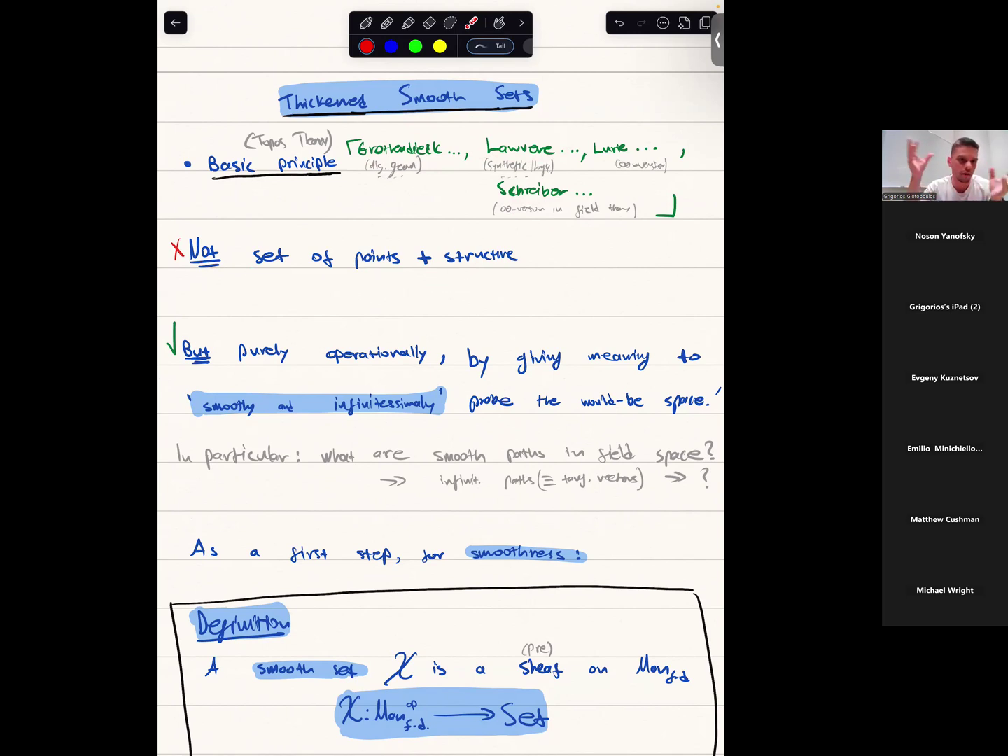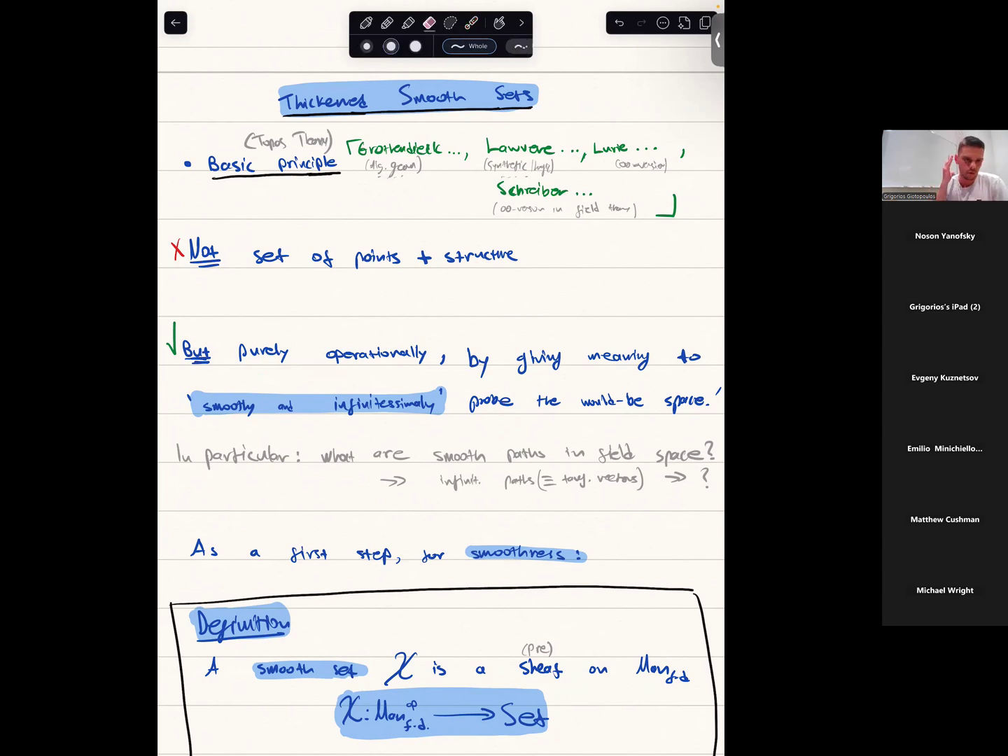a topological space is a set of points with a topology, or a smooth manifold is a set of points with a smooth manifold structure, i.e. local coverings and so on. But instead, one should think of the geometric spaces, in whatever kind of geometric spaces you want to think of. In our case, it is smooth and infinitesimal.